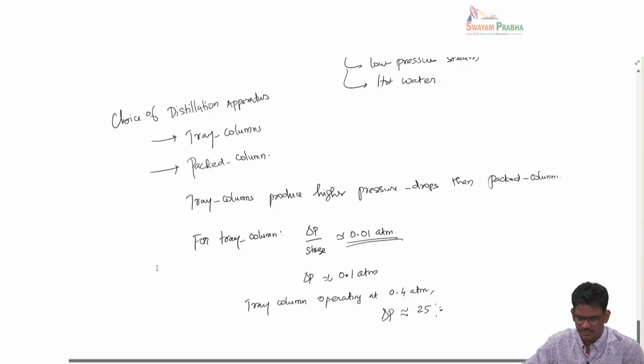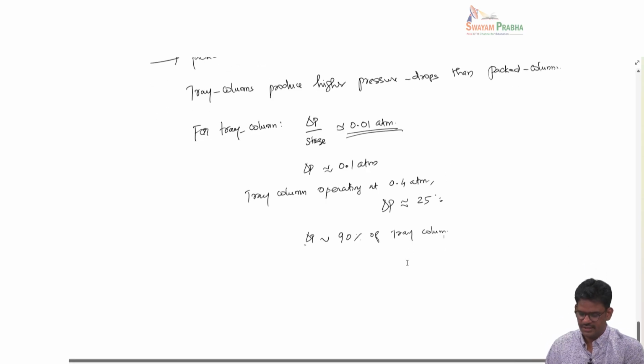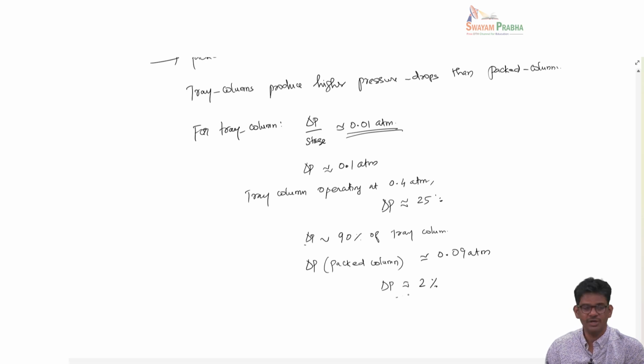What is the case for a packed column? If I do this for the packed column, you will see this delta P typically reduced by 90% of this. Okay, so delta P can be reduced by 90% of what is observed in the tray column. So what that means is delta P for the packed column is roughly about 0.09 atmosphere for equivalent operation. Okay, so in this case you see this delta P is only about 2% of the total pressure.